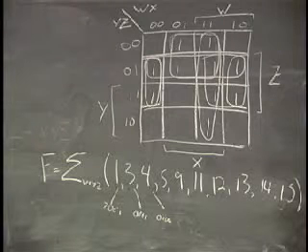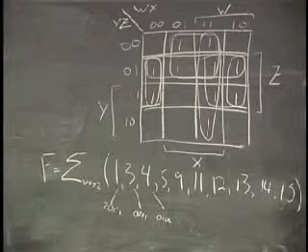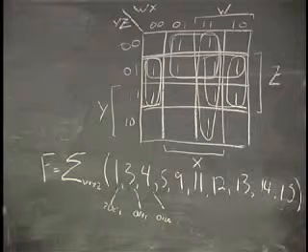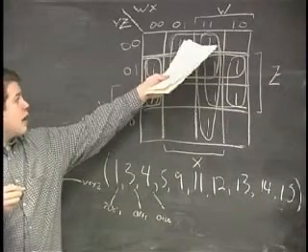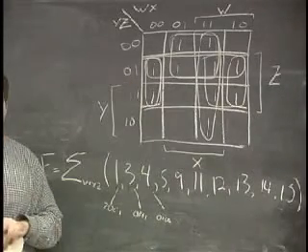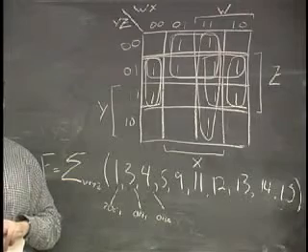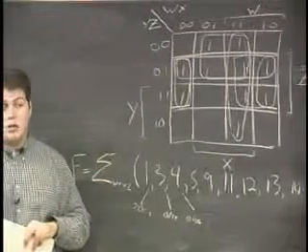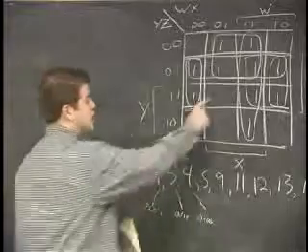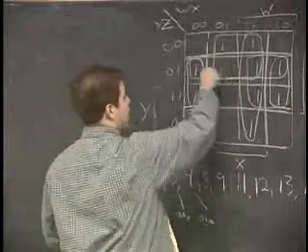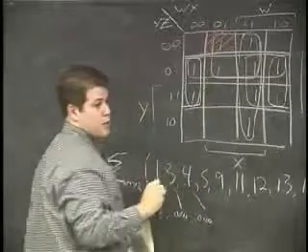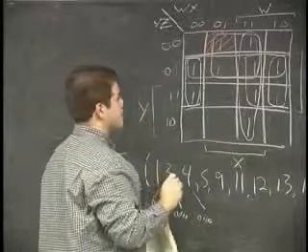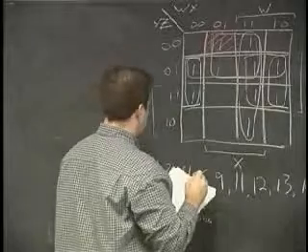Now we're going to define something we call distinguished one cells. A distinguished one cell is a cell with a 1 in it that is only covered by 1 prime implicant. So in this case, this is only covered by this square. So that's a distinguished one cell.